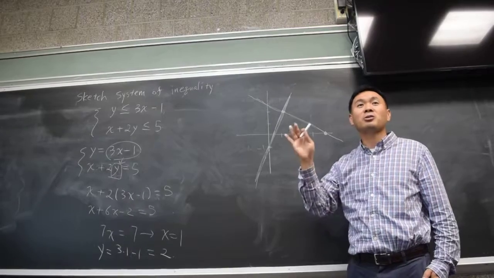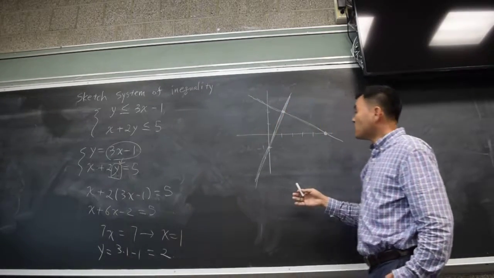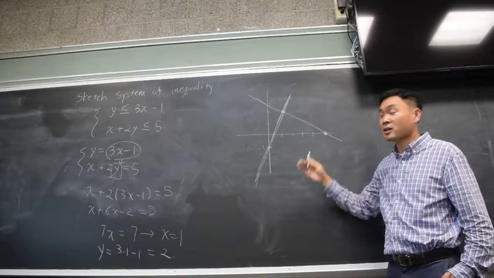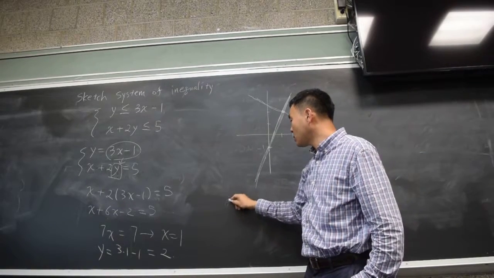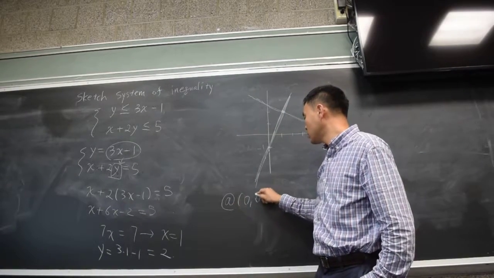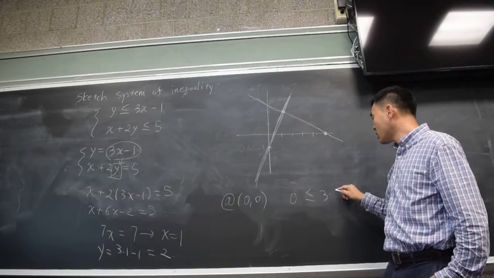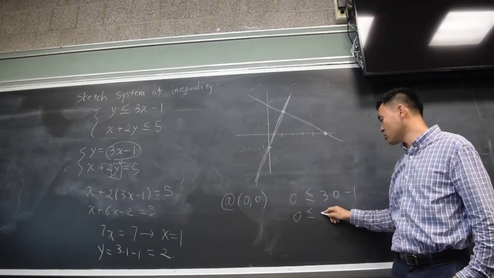Okay, I'll try to do another example when there's more time. But let's just assume that none of them passes right through 0, 0. In that case, we'll just plug in 0, 0. So first equation, at 0, 0, you plug in 0, 3 times 0 minus 1, and you get 0 less or equal to negative 1.